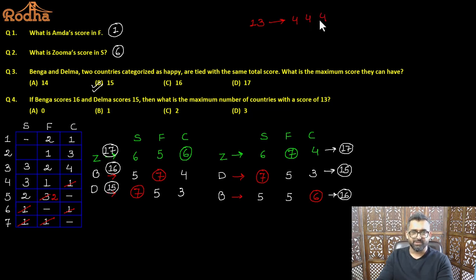So I have to use numbers which are more than 4. Okay, and the highest score has already been taken care of. I don't have 6, I don't have 7. So the only score more than 4 I can take is 5. So I have to use 5 to make 13.